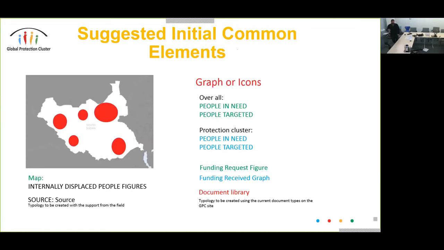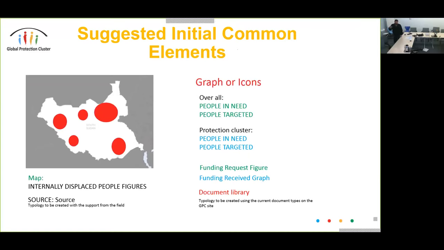We will use whatever comes first, and then if another similar typology comes, we can definitely align and work together on harmonizing some of these typologies, and that will be definitely a key for the internally displaced people figure, because it comes from many places, as you all know. Now, for the graphs and icons, this is not what you must do, this is the minimum, and you can have as much as you want.